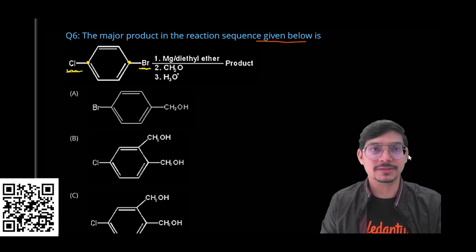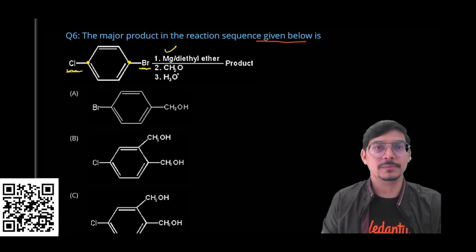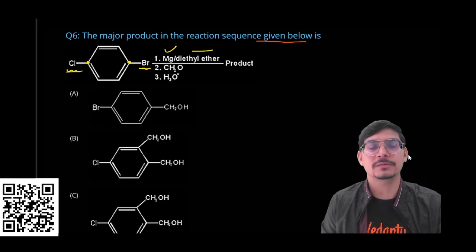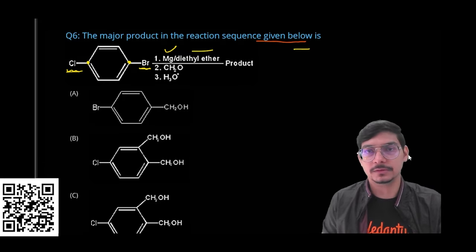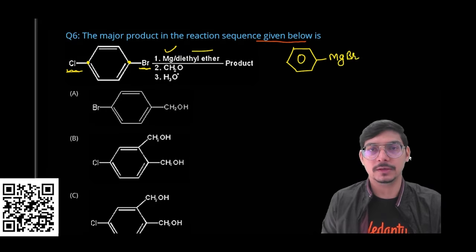So let's look at the first reagent, which is magnesium metal in the presence of diethyl ether. So when we react a haloalkane or a haloarene with Mg metal in the presence of dry ether, the product is a Grignard reagent. So in the first reaction, the intermediate should be this one. So this should be MgBr and this should be MgCl.